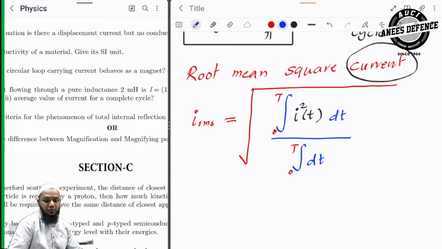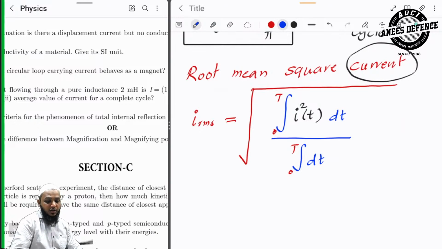First, we have to take the square of current so that all the negative values become positive, and then we have to take the mean value, and then we have to take the square root because we took the square. So eliminating the square of the current, we have to take the root. Did you get the idea?